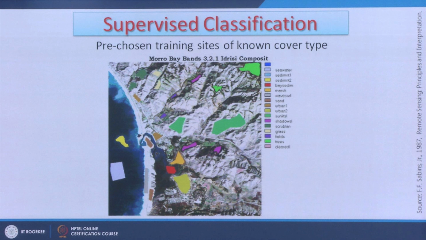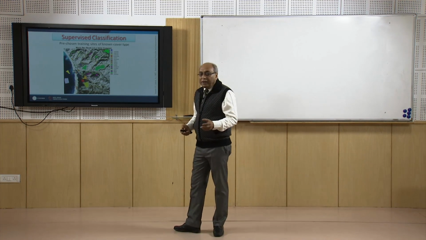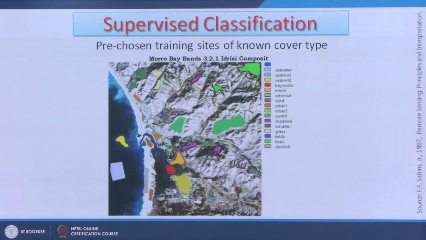per the land use or land cover type. These 2 terms are used, land use and land cover. We use the word land use when human interventions are prevalent in that area. But we use the word land cover when we feel that it's a natural terrain, with not much human intervention in that area, then we use the word land cover instead of land use.